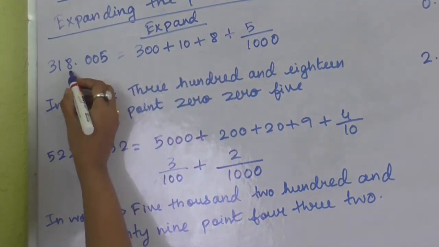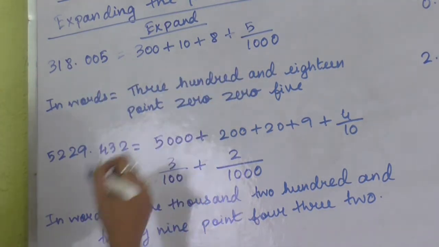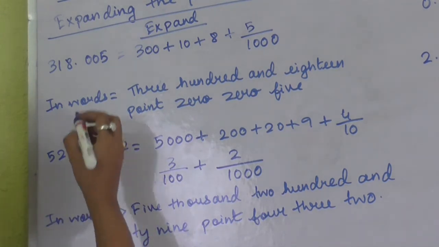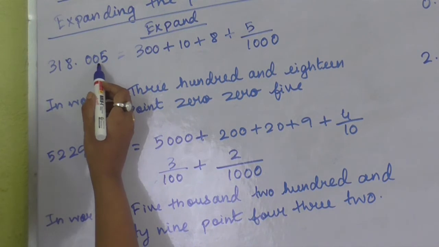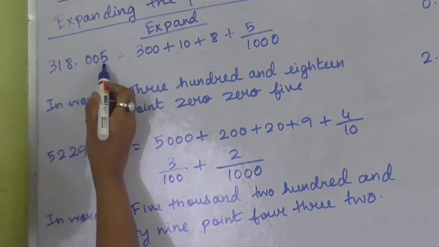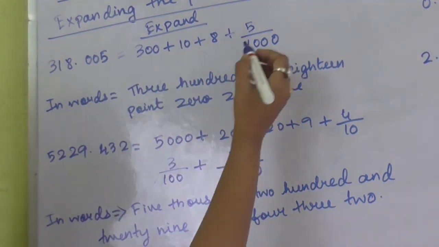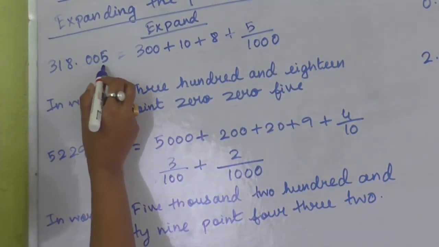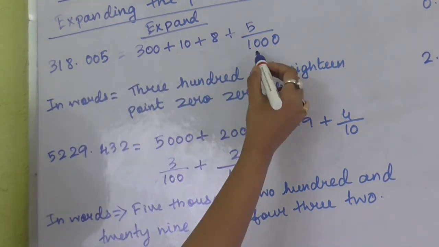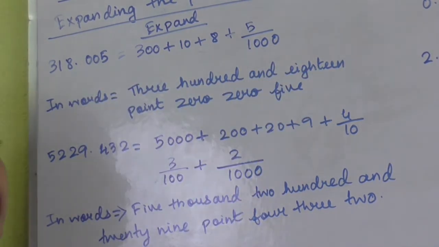Now after this 8, I can see there is one decimal point and no such digit is there. So I will simply write this 8 as usual. And you can see that on the right hand side of the decimal point, it is given as 005. So what I will do? I will just write 5 by 1000 because I am having 3 digits on the right hand side of this decimal point. So here I will take 3 zeros, which is becoming 1000.